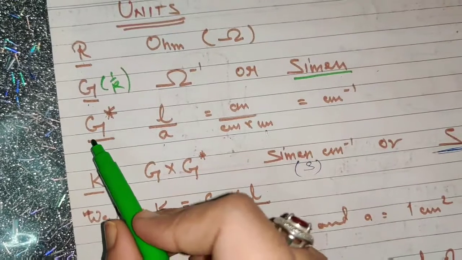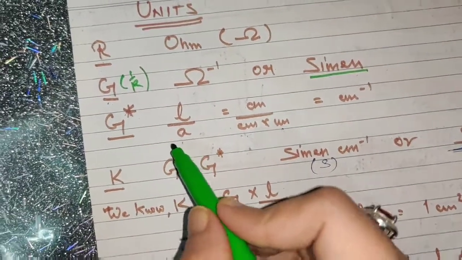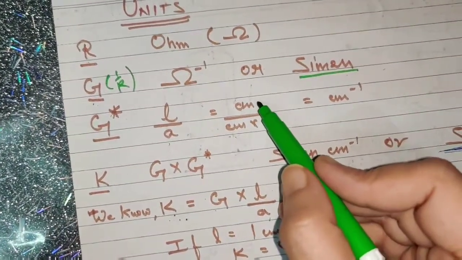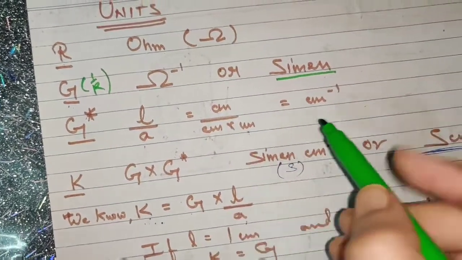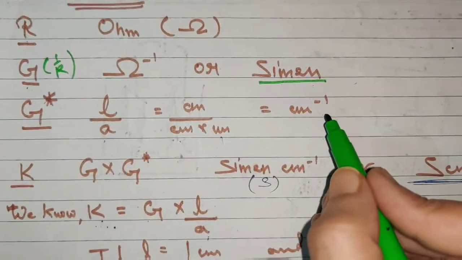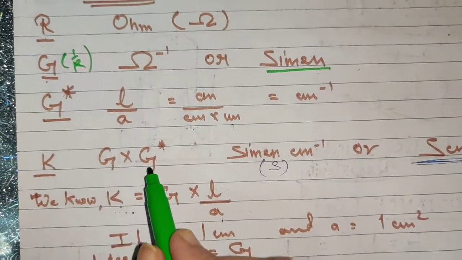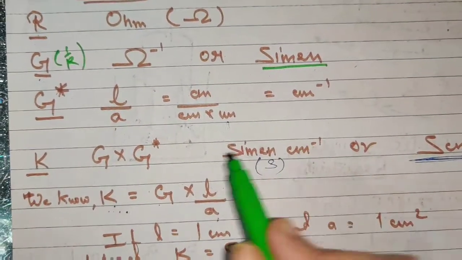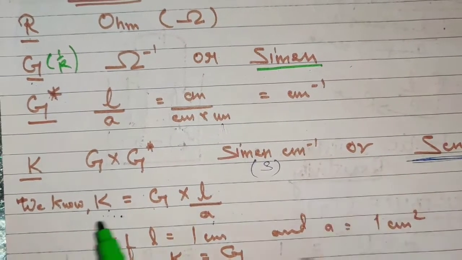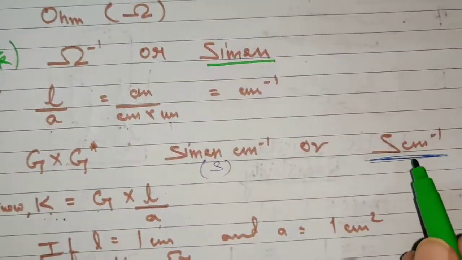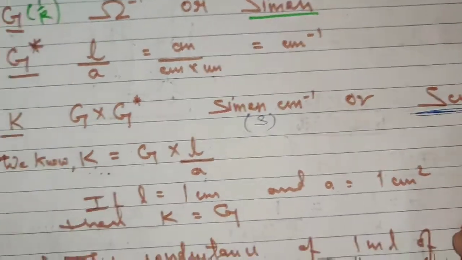Okay. Now G star is equal to L upon A. L means length, which is in centimeter, area is centimeter square. So G star can be written as centimeter inverse. As you know that kappa is equal to G into G star, G is Siemens and G star is centimeter inverse. So the unit of specific conductance is Siemens centimeter inverse.